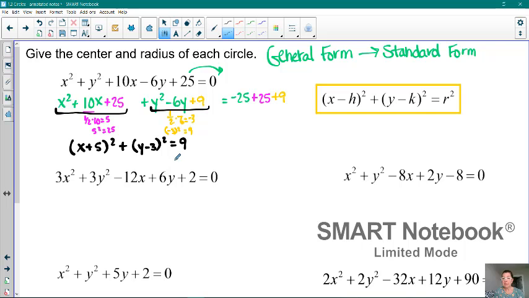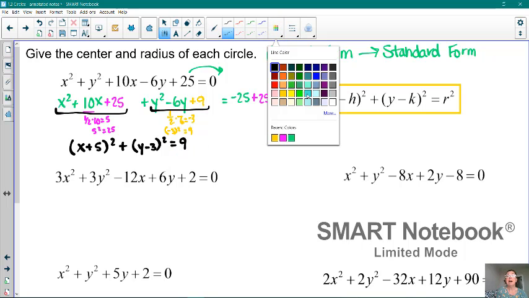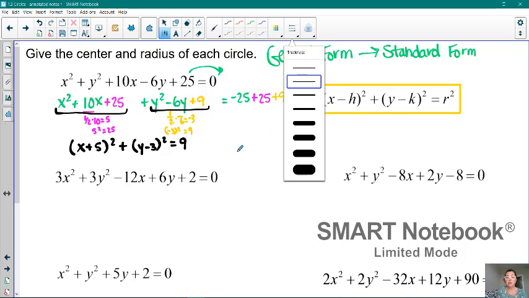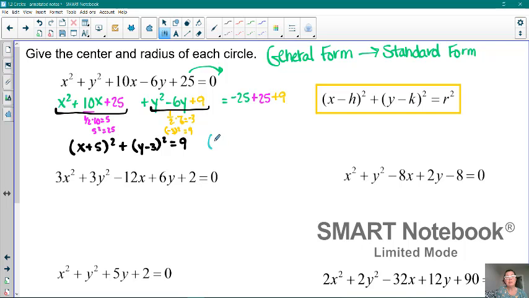In this form, in standard form, I can clearly identify my x and y of my center. So my center is going to be at negative 5, 3. And my radius is going to be the square root of 9 because that's r squared. I just need r. Square root of 9 is equal to 3 for my radius.